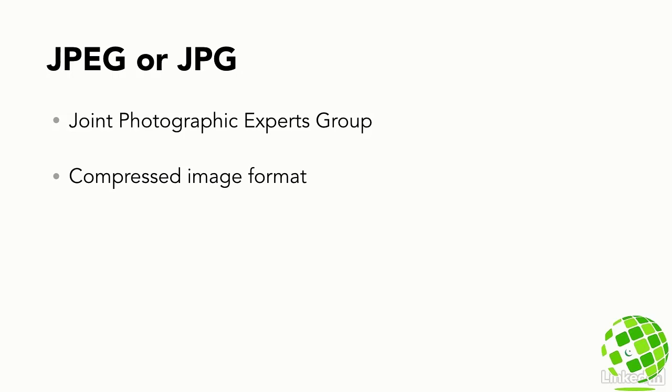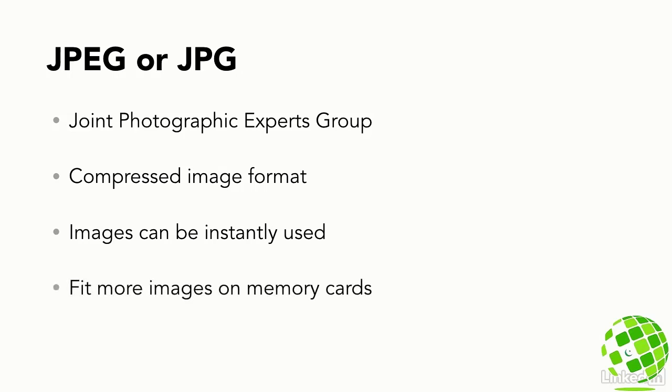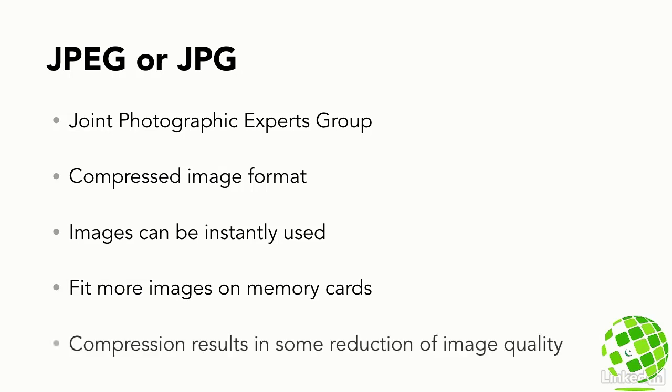Now, the advantage to shooting in JPEG is that your images can be instantly used in many programs as they come directly out of the camera, and their smaller file size means that you can fit far more JPEG images on your memory card than their uncompressed counterparts. Now, the disadvantage is that as soon as you save your images as a JPEG in your camera, you're starting off in step one by throwing away some of the data that your camera is capable of capturing.